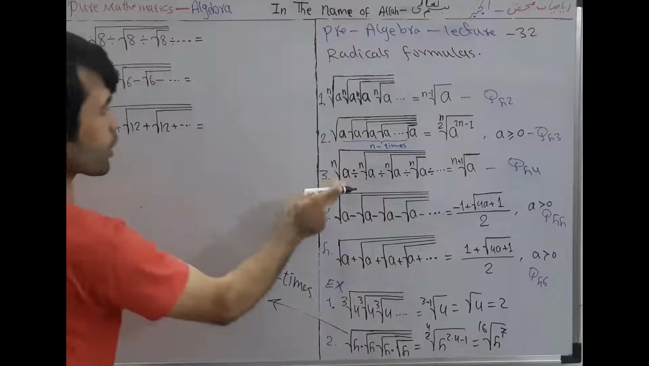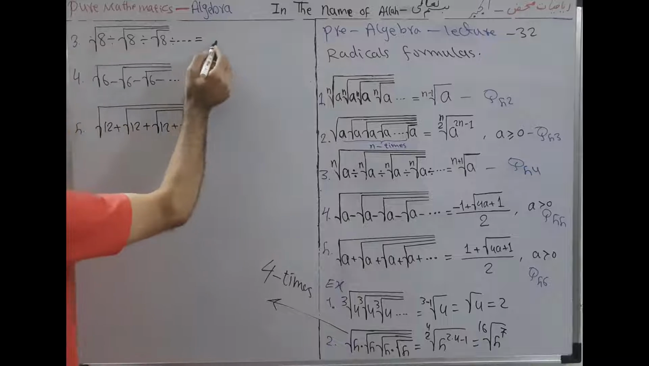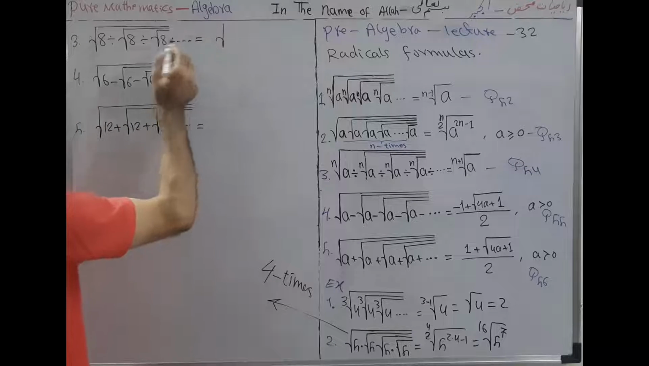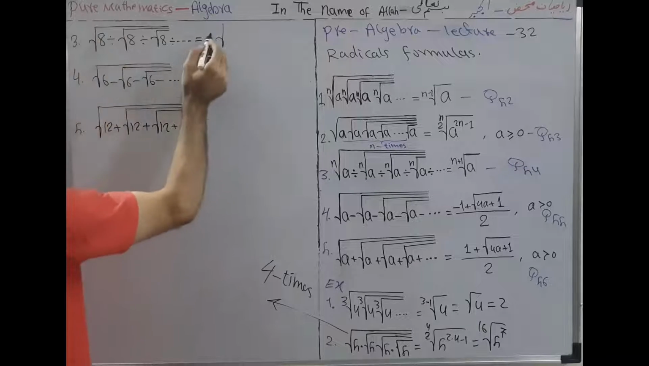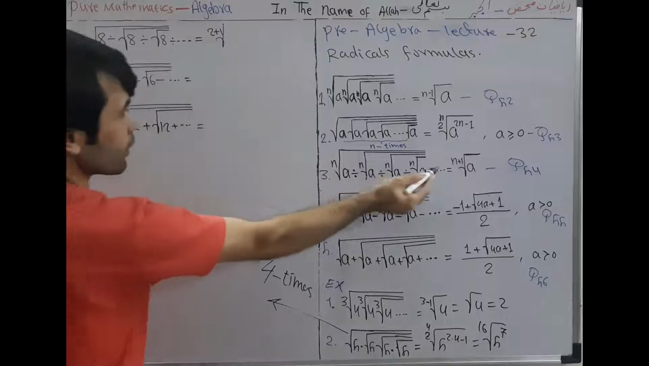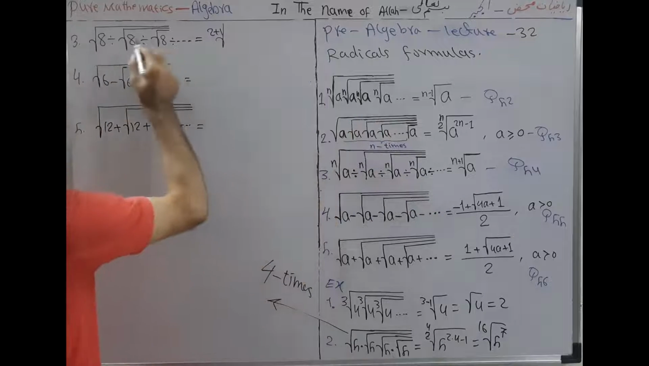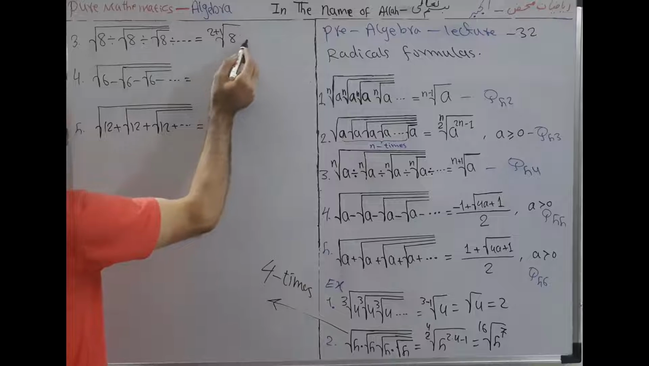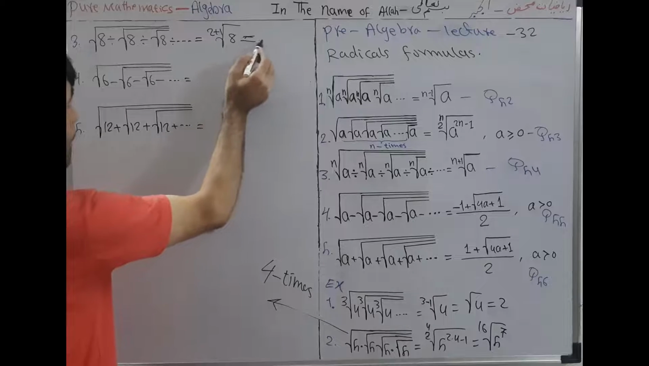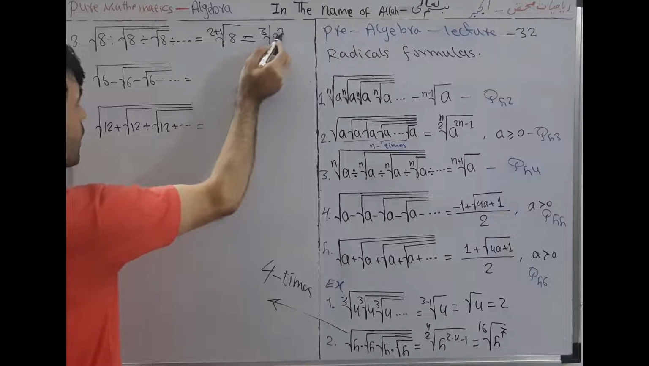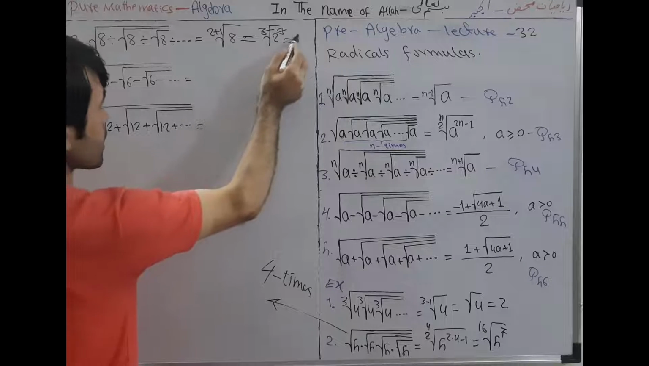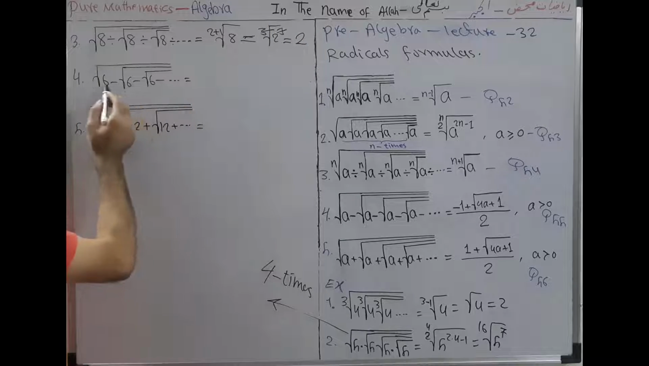Here we use the third formula, then we get n is 2, so n plus 1, 2 plus 1, the cube root of 8. Instead of 8 we can write 2 to the power 3. They cancel, then we get it is equal to 2.